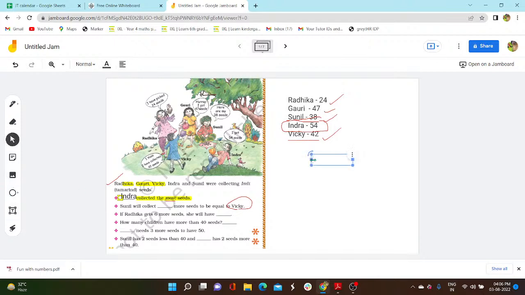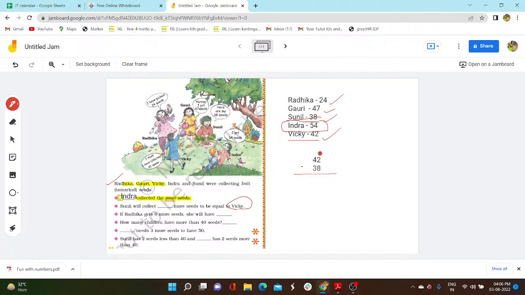We can write Vicky's seeds, that is 42, and we can write Sunil's number of seeds, that is 38, and we can do subtraction between the two. If we subtract the number of seeds Sunil has got from Vicky's, we can find out how many more seeds Sunil needs to get in order to be equal to Vicky.